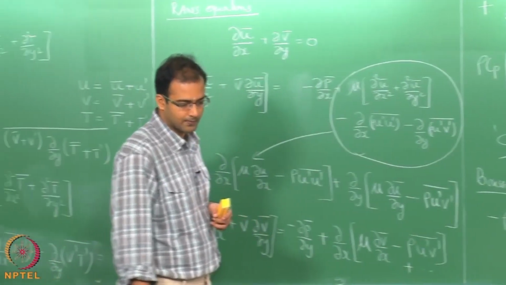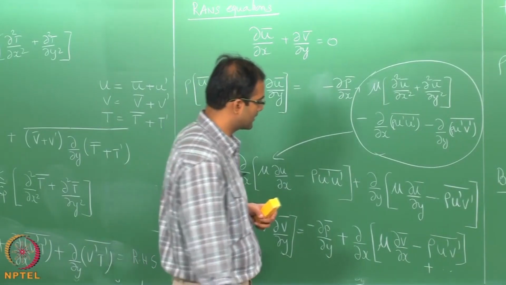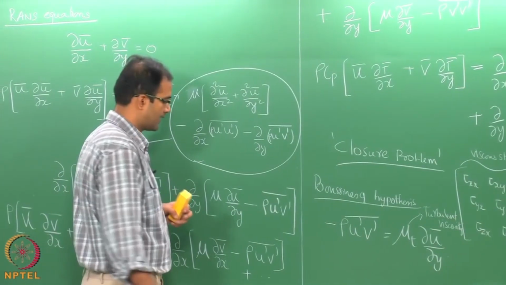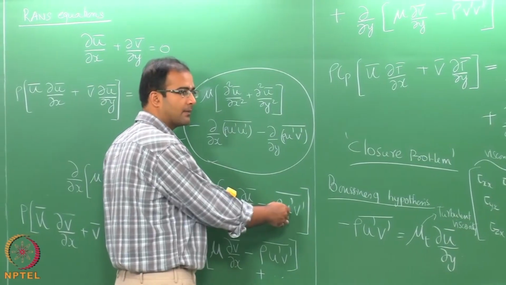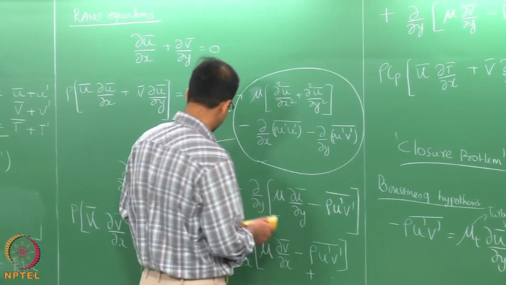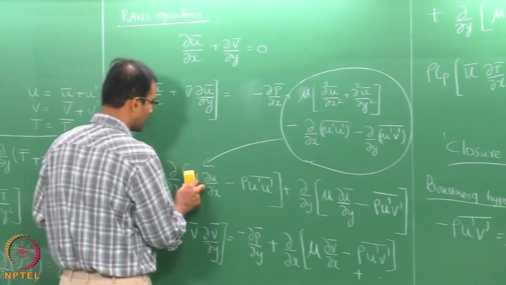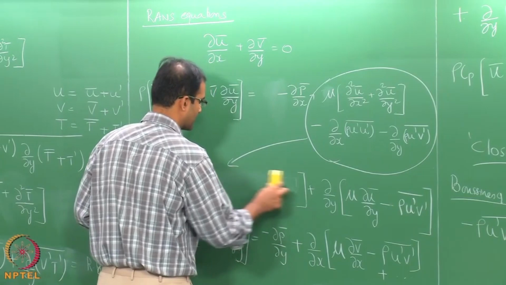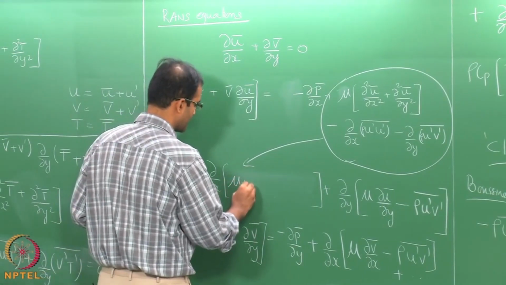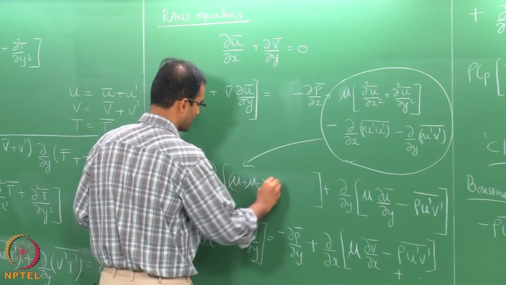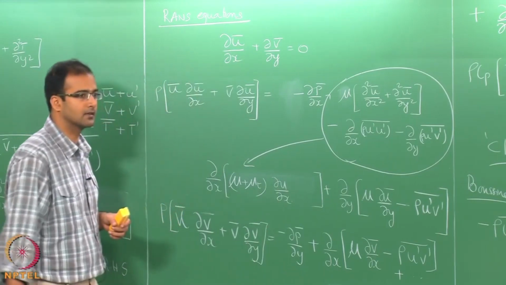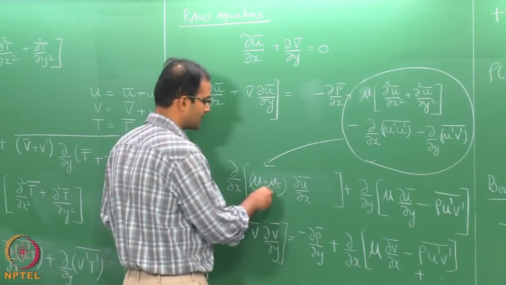So, like this we can invoke the Boussinesq hypothesis for all the remaining stresses, and therefore, we can combine the laminar diffusion with the turbulent diffusion. So, for example, in this case how do we replace this using the Boussinesq hypothesis? Mu plus mu t into du by dx. See how simple it is now, okay, except that mu t is unknown.